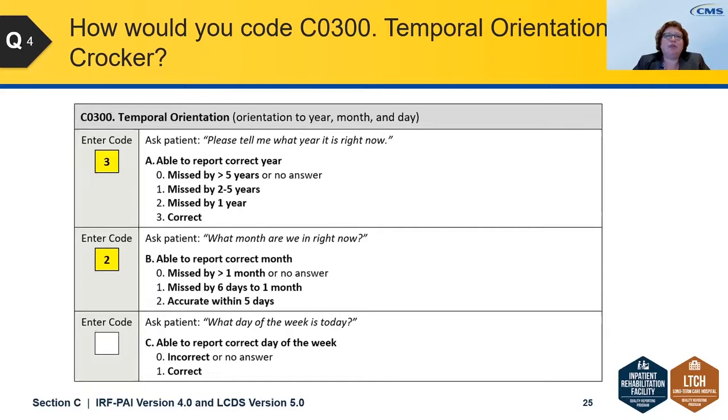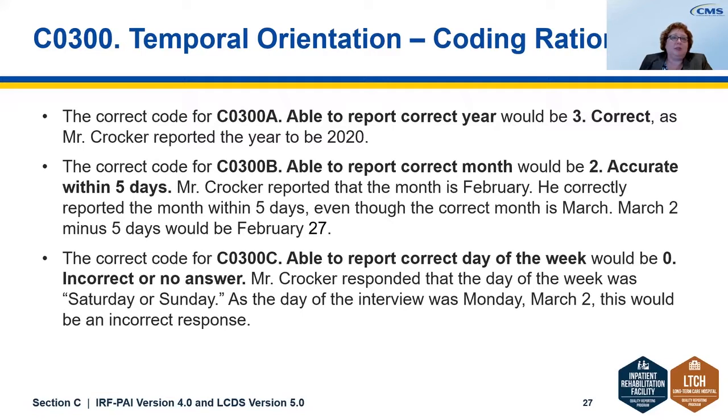Okie doke, this is pretty easy, yes or no here. Let's see what we wound up with for the responses. Looks like 96% thought it was incorrect or no answer. Okay, let's take a look at that answer. So the answer is indeed for C0300C, 0, incorrect or no answer. So let's review the coding rationale for these items.